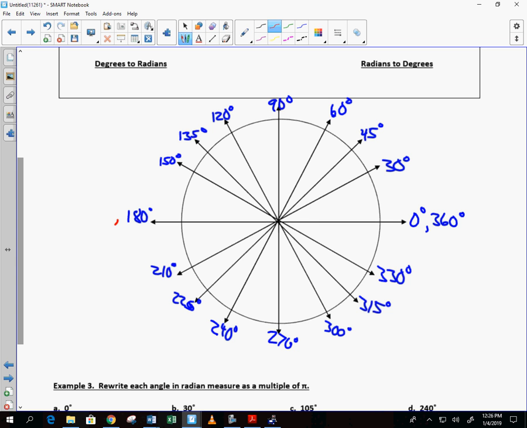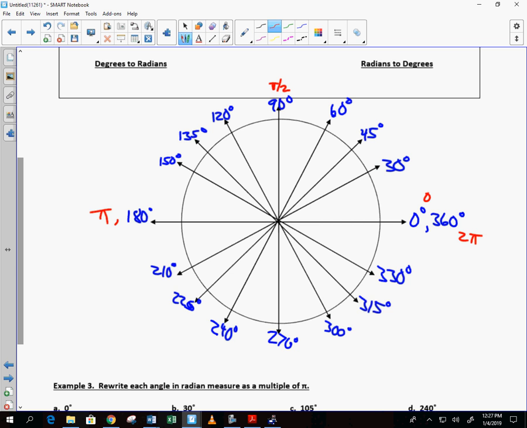180 is the same as? Pi. 0 is the same as 0. 360 is the same as 2 pi. Great. From that, let's generate all the others. All you have to remember is pi is 180. That's all you have to remember. Can we live with that? 90. How does 90 compare to 180? Half. So therefore it's pi over 2.